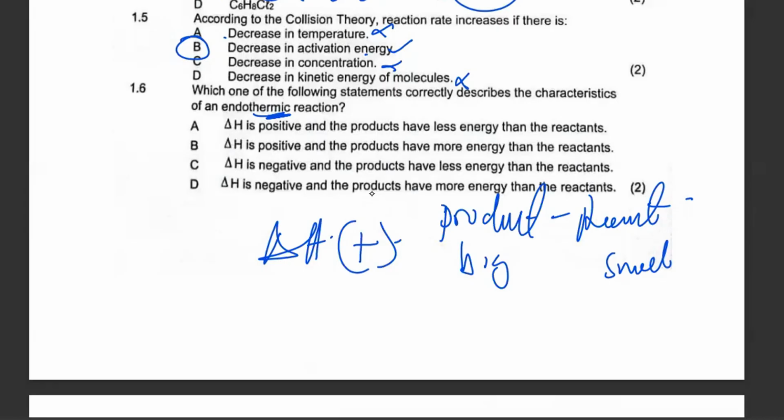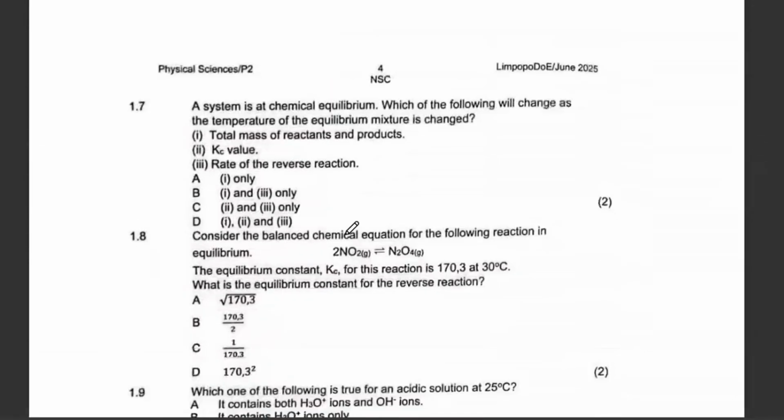The enthalpy change is positive, correct? The product has less energy. Nope. The enthalpy change is positive, correct? The product has more energy. It looks to be correct. Enthalpy change negative. No. So B becomes the most correct answer. So you get your 2 marks there. Then we go to question 1.7.